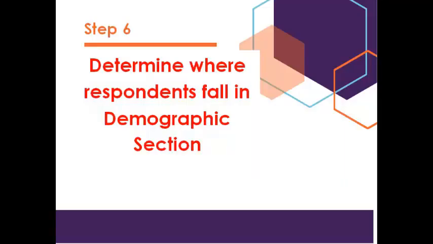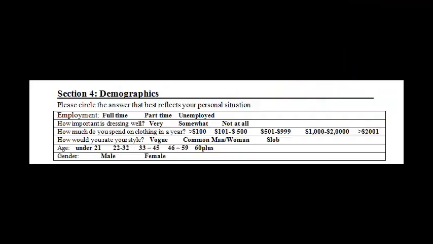For step 6, we're going to jump to the demographic section. We're going to put the attitudinal section on hold for the last thing to do because that one's a little bit different. So we're going to go to the demographic section because really it's similar to what you've been doing in that you're going to have to tally the responses.